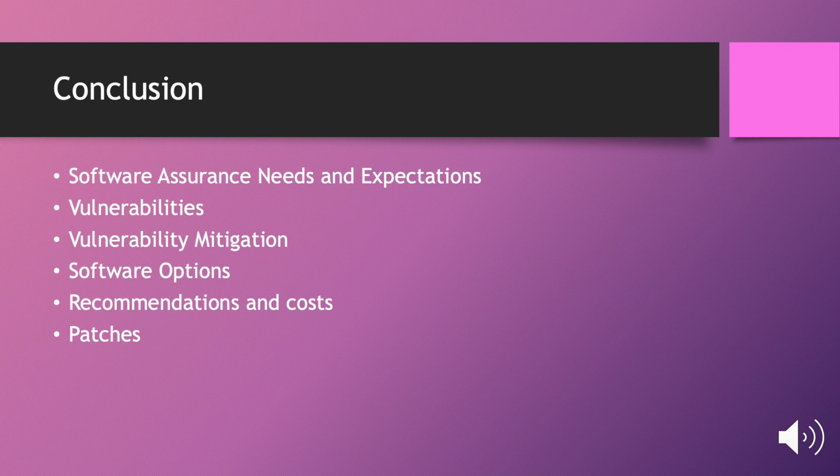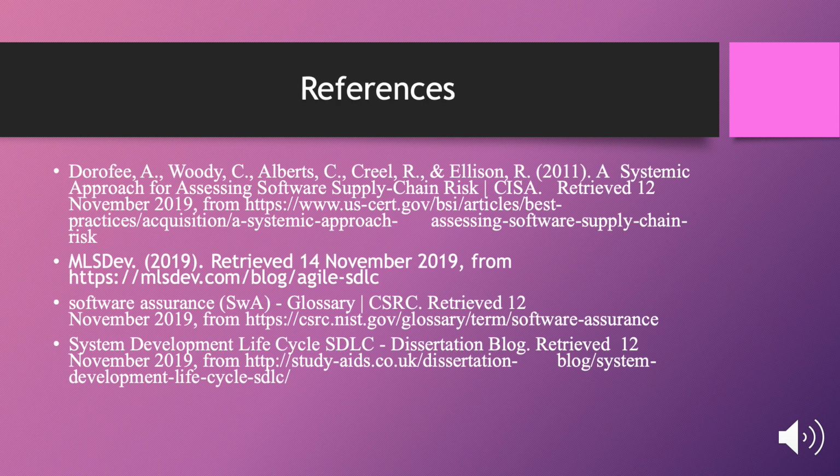Conclusion. This presentation went over the needs and expectations of software assurance, software vulnerabilities and mitigation, software options and recommendations, and costs associated with software in the supply chain. The organization will use the Agile software development model for software development. All patches on network assets should be kept up to date. The Agile method increases software flexibility. The following slides show the references that were used to help create the presentation.